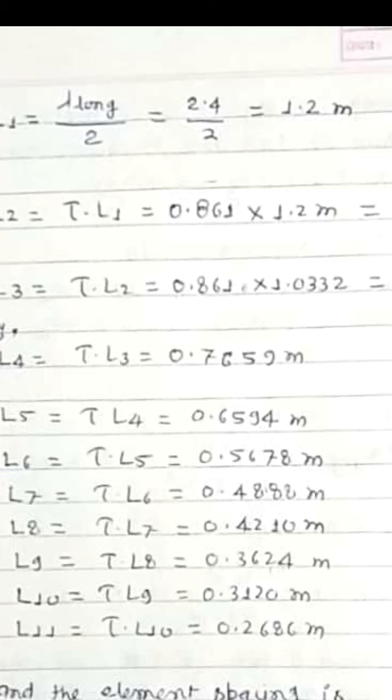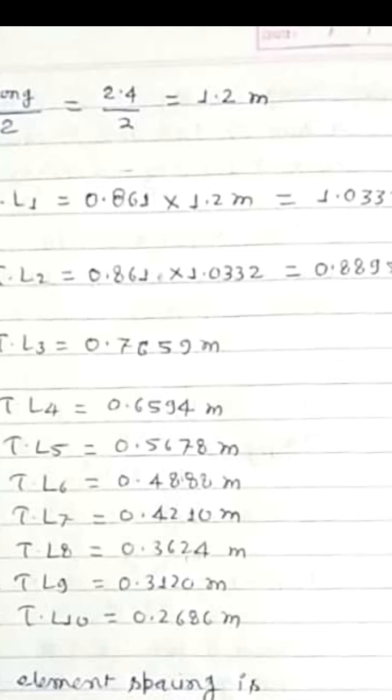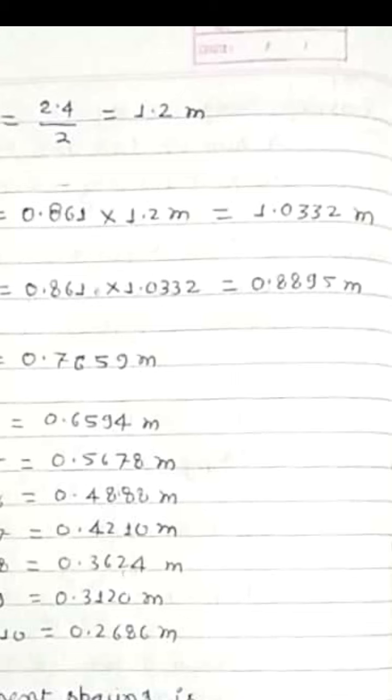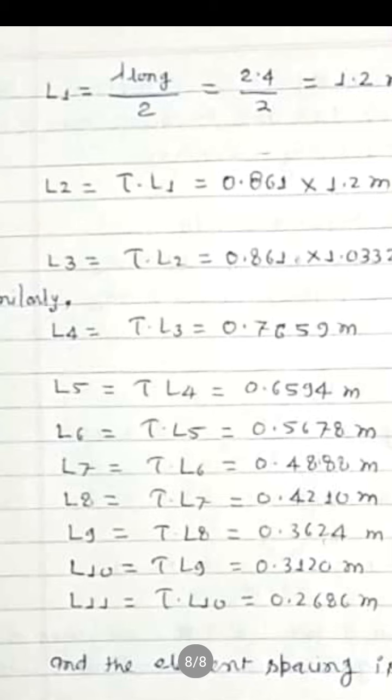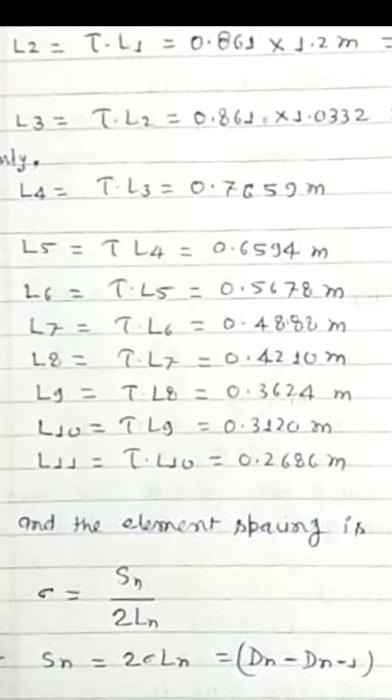Similarly, we can find L3, tau into L2, that is 0.861, the value of tau, and 1.0332, the value of L2. So we have 0.8895. Similarly, we can find the values of the others.